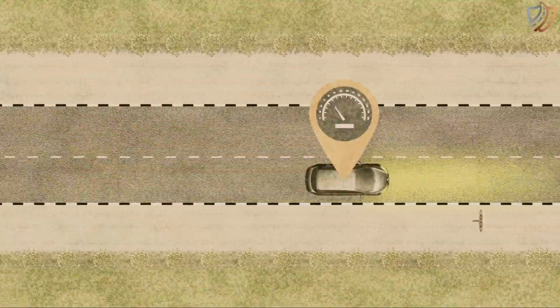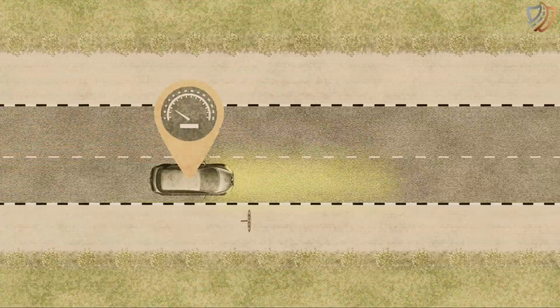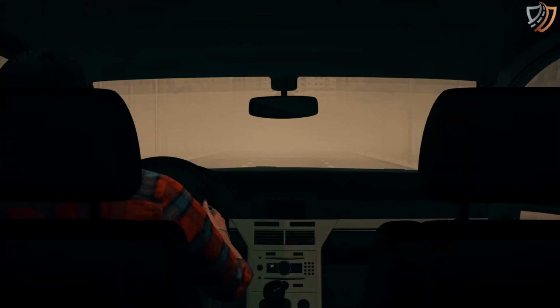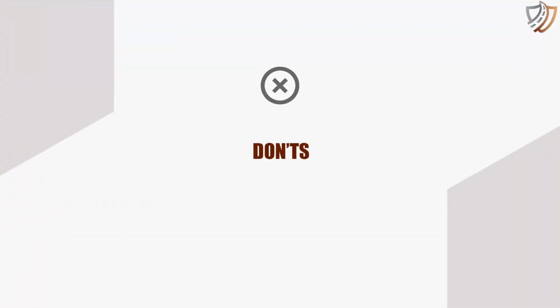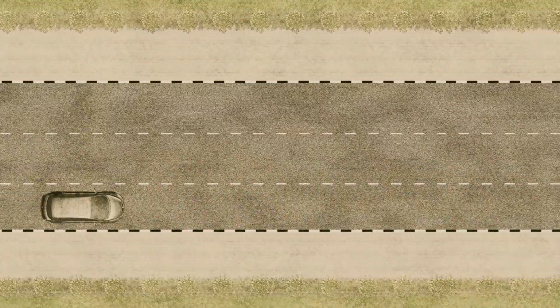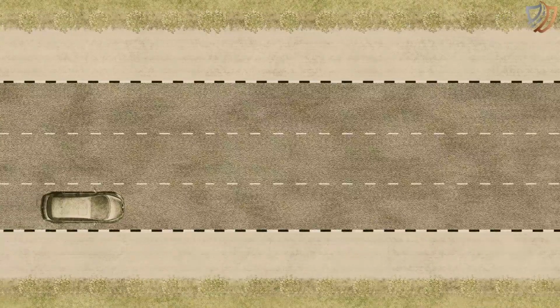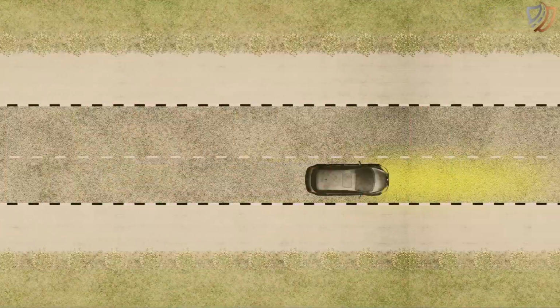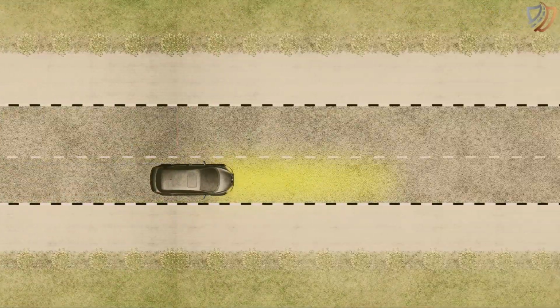Watch and obey any electronically operated warning signs. Reduce any possible distractions by turning the radio down or turning off the phone to keep the attention fully on the road. Don'ts. Don't use the hazard lights while driving through the sandstorm. Don't speed, swerve, or apply sudden braking.